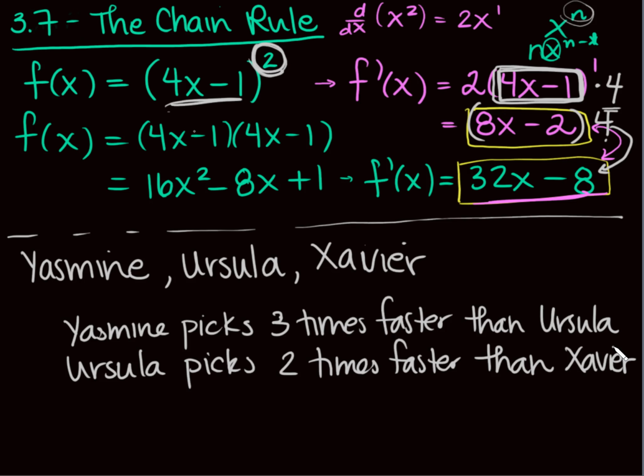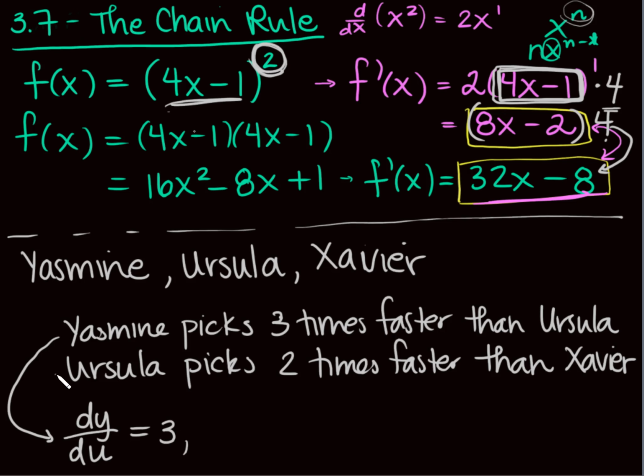This seems like a stupid example, but this is actually really cool. If I'm talking about Yasmin picking 3 times faster than Ursula, I want to describe that as a rate of change. So I'm going to call that dy, the change in how fast Yasmin picks apples with respect to Ursula. That's the rate at which Yasmin picks apples with respect to how fast Ursula picks apples. And what would that rate of change be? It'd be 3, because I know that Yasmin picks 3 times faster than Ursula.